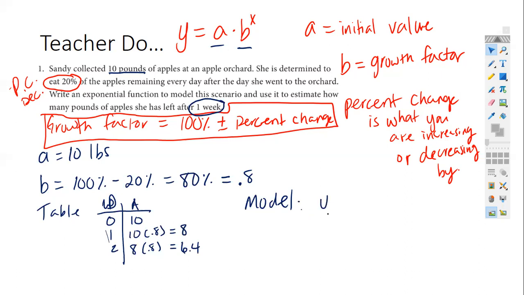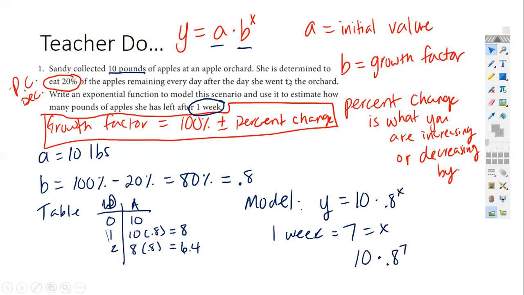Yes. So our Y, which is our amount of apples left, equals our initial, which is our A, 10, times our growth factor, which is 0.8 to the X. And this is what we can put in and calculate. So if I want to know how many after 1 week, which equals 7, which is going to be our X value, all I'm doing is what here? Plugging in. So we have 10 times 0.8 to the 7.